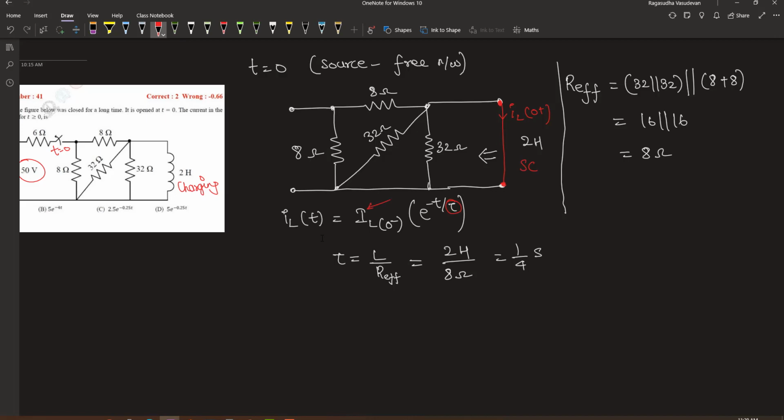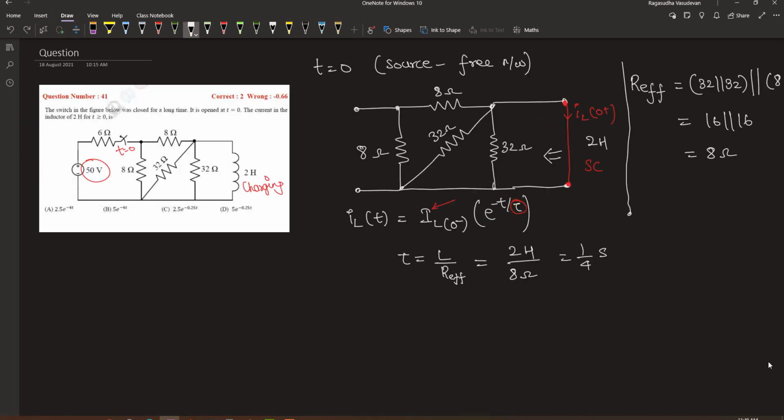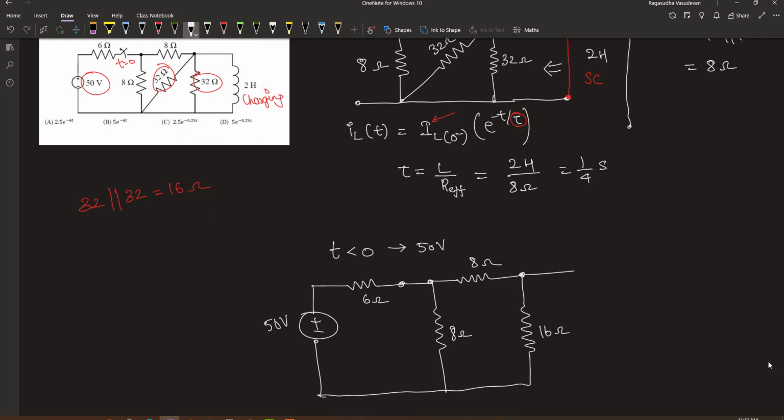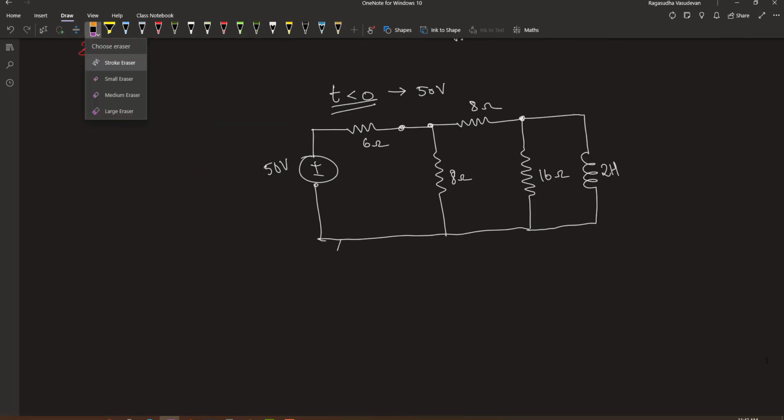We have now found out the value of time constant. Now let's find out the current up to which the inductor got charged. At t equal to 0, this network becomes a source free network. Before that, we have a source of 50 volt. So we have a 50 volt connected in series with 6 ohm resistor, and the switch is closed before t equal to 0. And we have this network at the right side. Let's concise this. 32 parallel with 32 will be 16 ohm. Let's replace this parallel combination as 16 ohm right away. So at t less than 0, the inductor will again be fully charged.